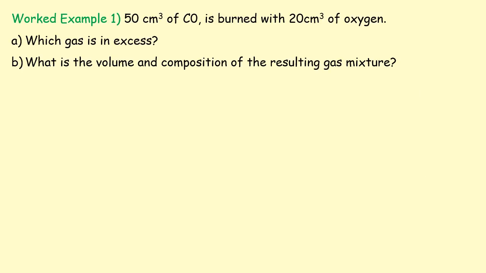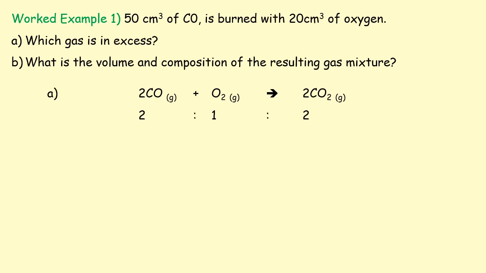So we've got a question here. 50 centimeters cubed of carbon monoxide is burned with 20 centimeters cubed of oxygen. Which gas is in excess, and what is the total volume and composition of the resulting gas mixture? That word resulting gas mixture means all the gases that still remain at the end of the process. If a gas is in excess, that means some of it will be in that resulting gas mixture because it didn't all react. So the first thing we need is a balanced equation.